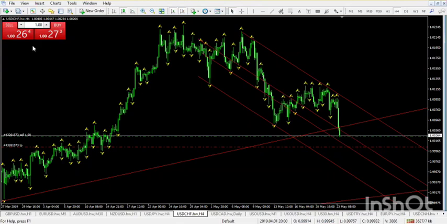Don't pay attention to your lot size. You see, today I'm using 1 lot size. When you take an order with 1 lot size, you have a lot less fear compared to when you're trading with 10 lot sizes.